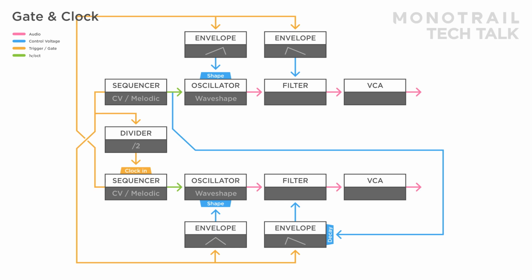Here's the same patch, but a lot faster. The divider is set to divide by 2, and a copy of the CV from the bass is added to modulate the filter frequency of the lead voice.